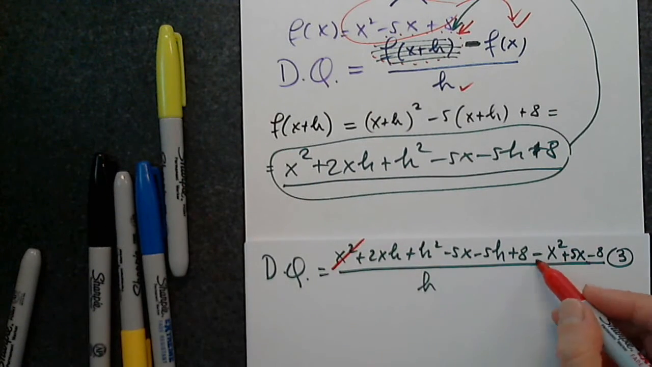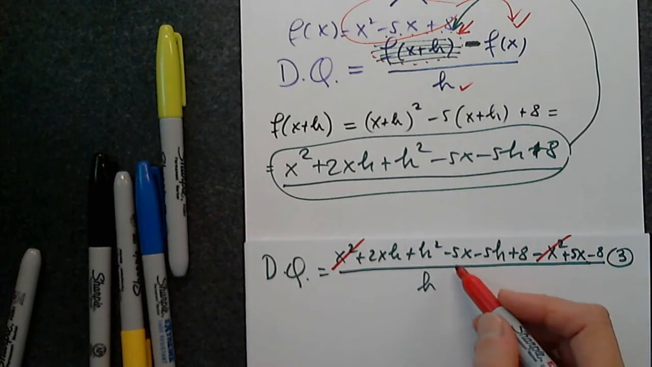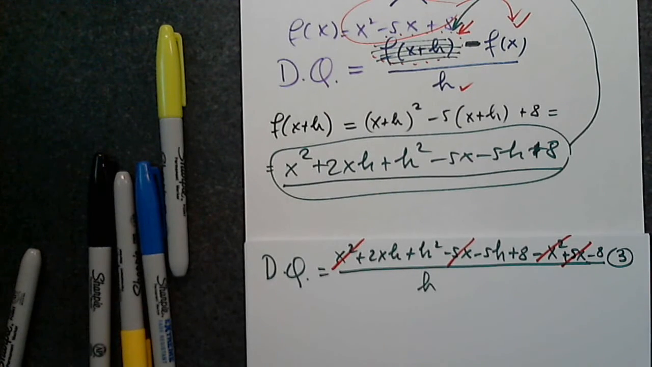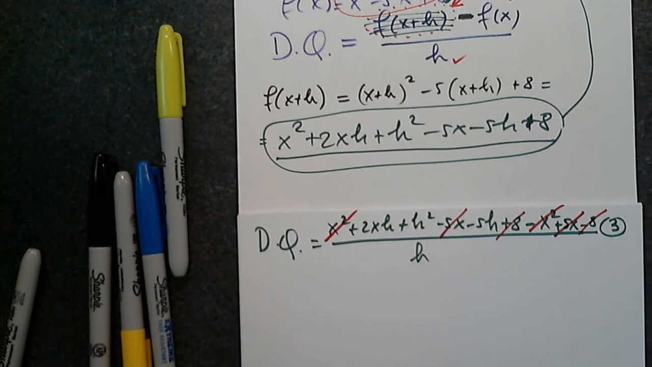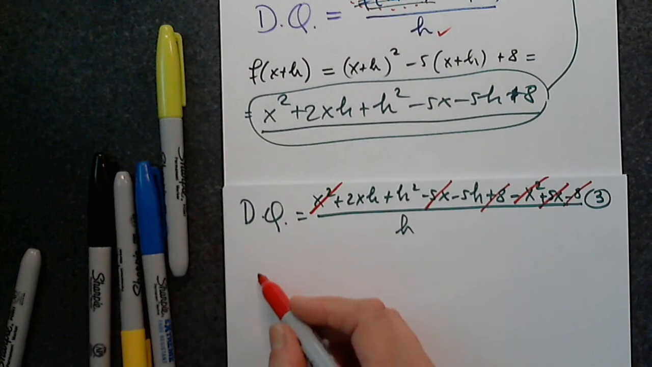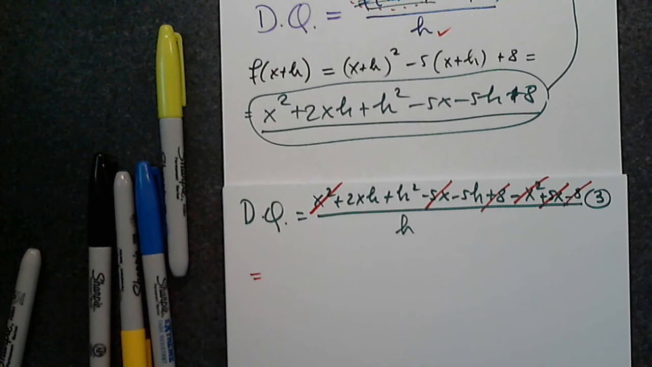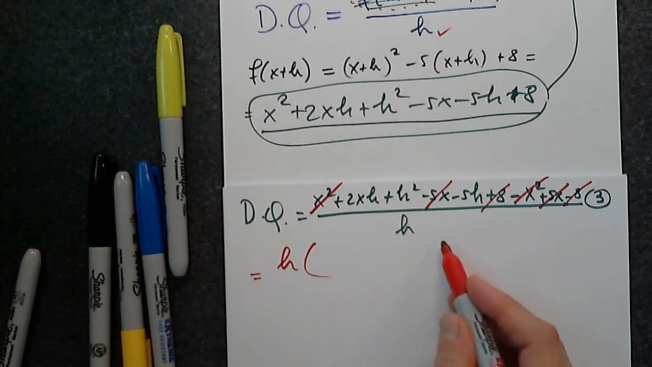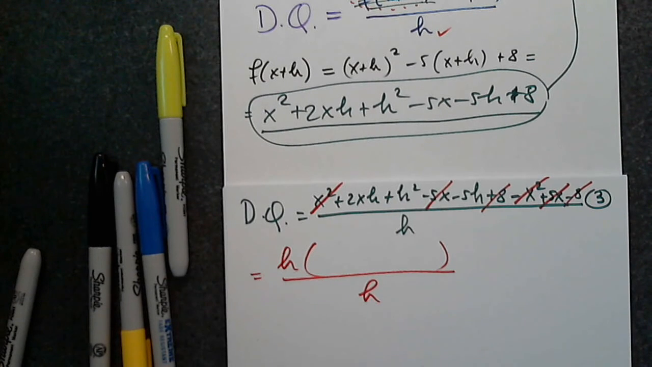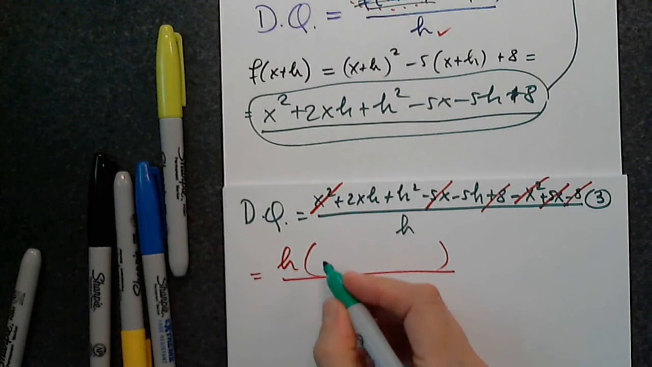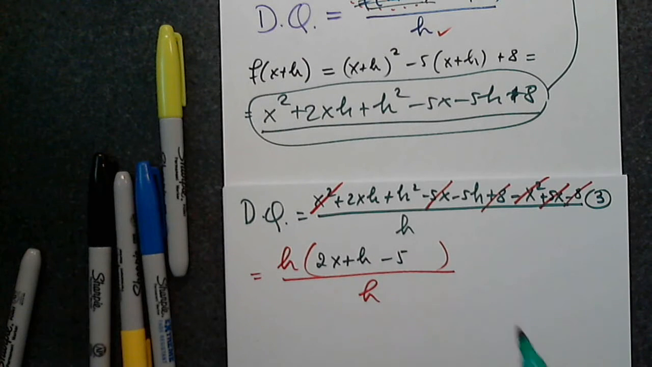x squared, yes, goes away with negative x squared. Negative 5x, yes, goes away with 5x. Positive 8, yes, goes away with negative 8. How many terms are left? 3. Good. What do they have in common? h. Let's pull it out. What is left at the top in parentheses, and how many terms? 2x plus h minus 5. Do we all agree with 2x plus h minus 5? Good.